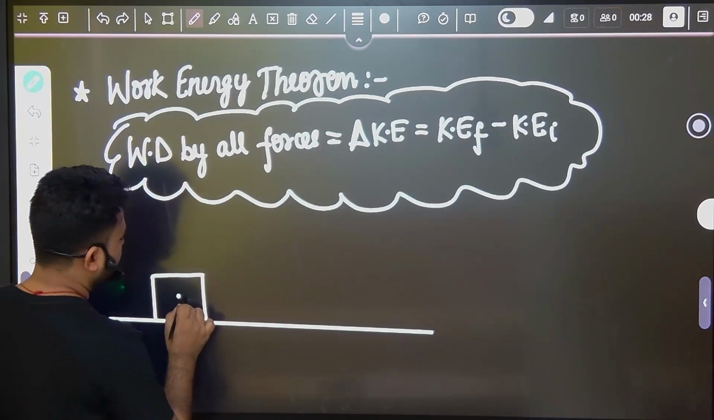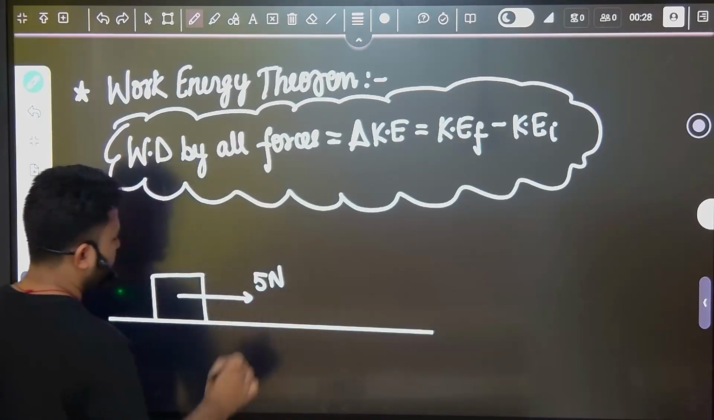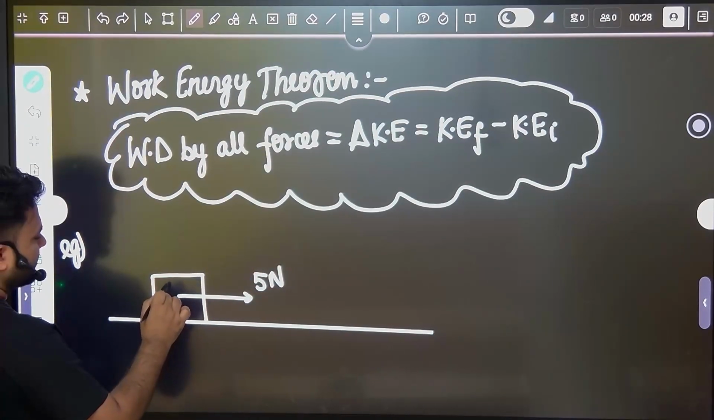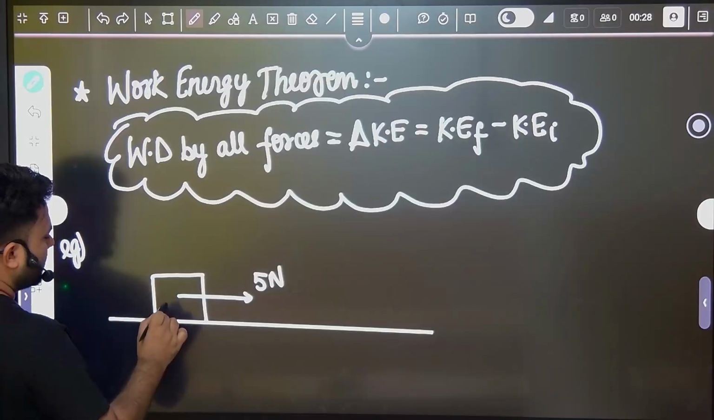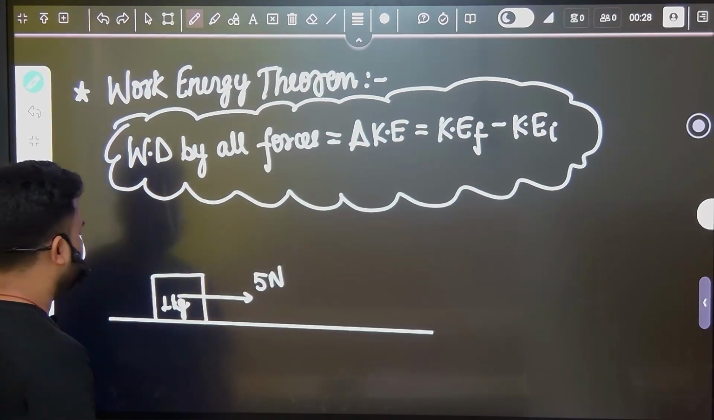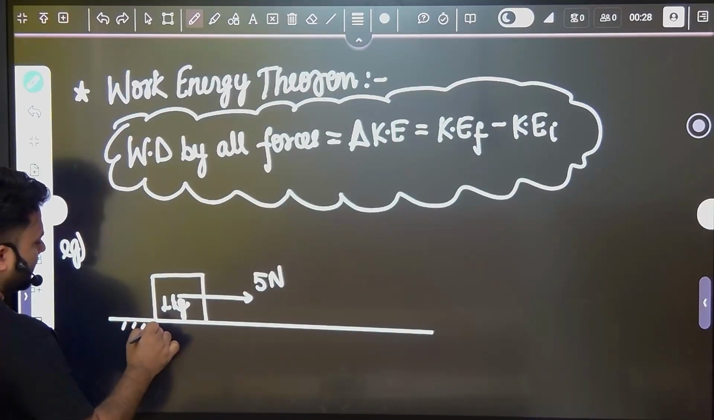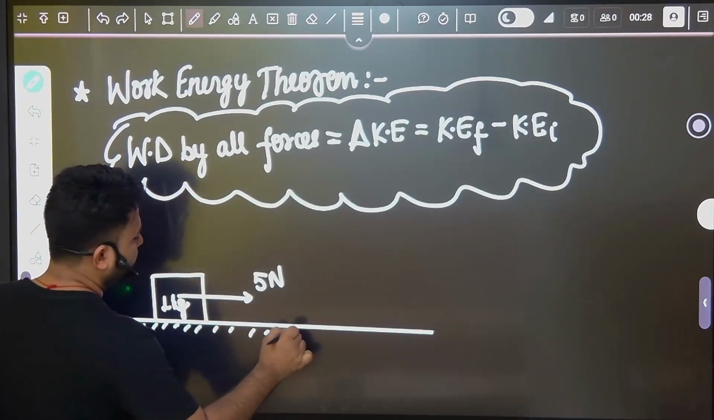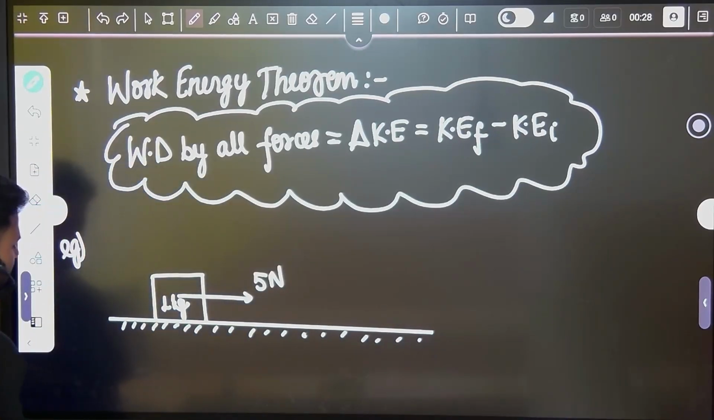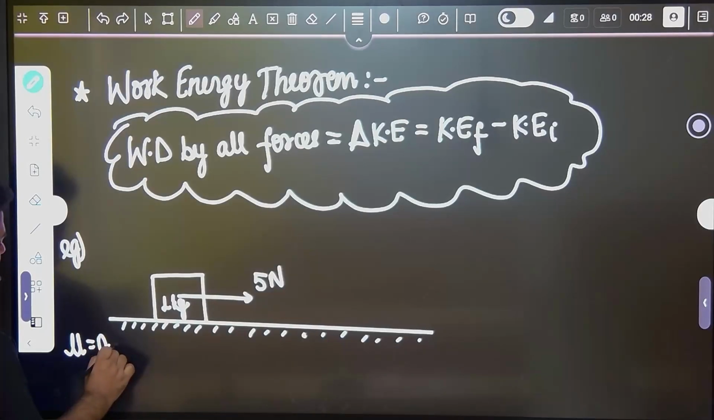You are applying a force of 5 Newton. This block is of mass 1 kg, suppose 1 kg. The surface is rough, and the coefficient of friction, the mu value, is 0.5.